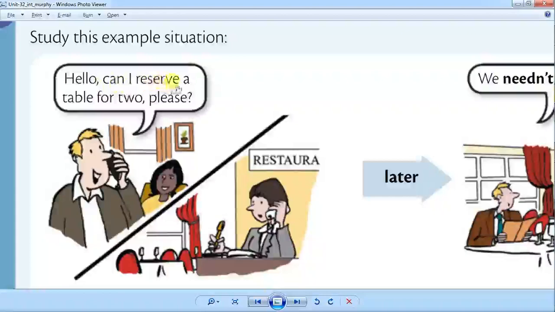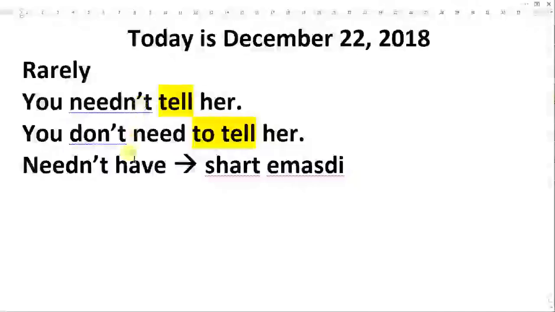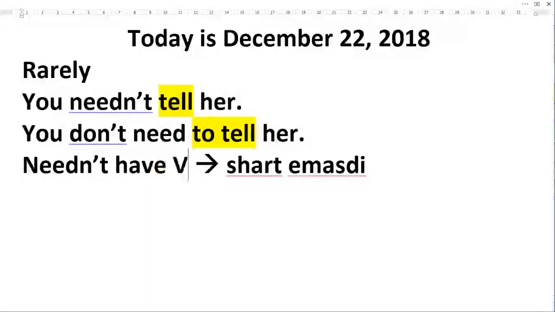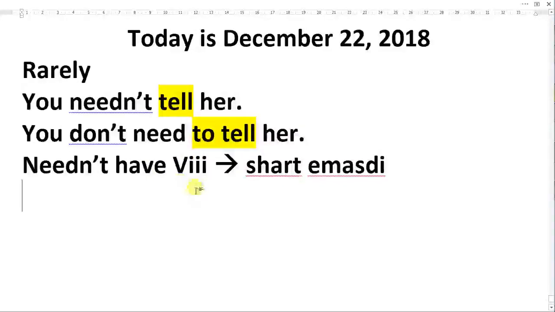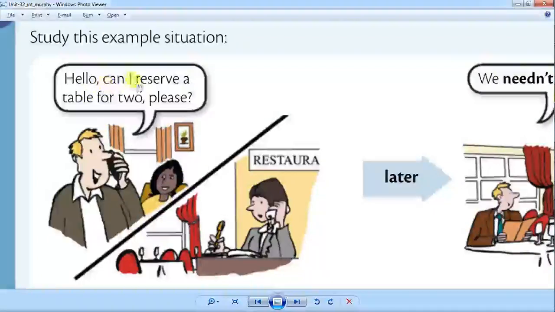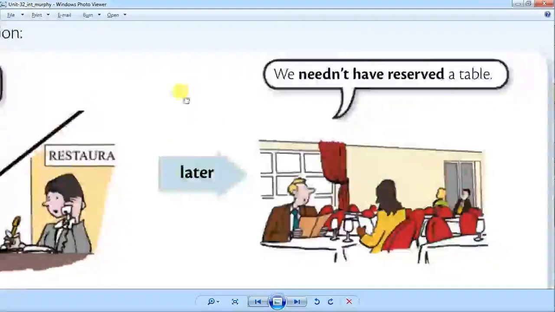Hello, can I reserve a table for two? And don't forget, we use here, have plus three, past participle. Okay, and now they came here and they see that there are a lot of free places. There are a lot of free seats.